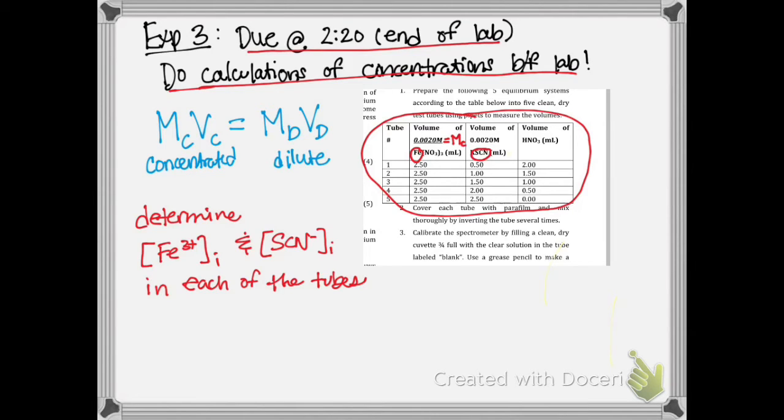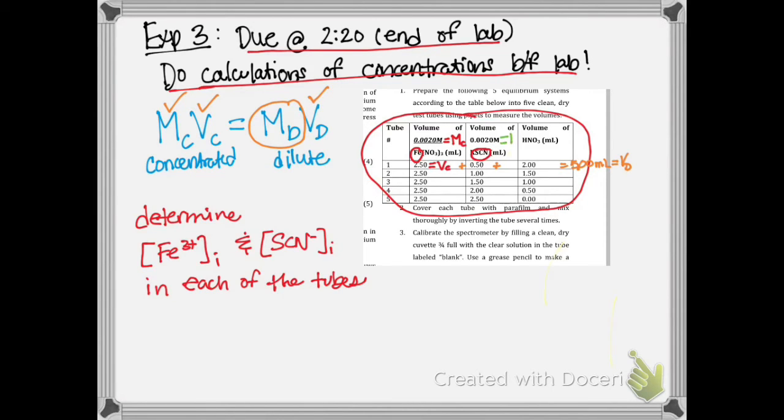So our concentrated concentration of the iron 3 is equal to 0.0020 molar, and for test tube 1, the concentrated volume is 2.50 mL. We can add the volumes of each of the solutions we use to make the solution, and we get 5 mL total, which is our diluted volume. So essentially, we have our concentration, MC, our VC, and our VD, and we solve for our diluted concentration for each of those 5 test tubes for iron. Same thing for our thiocyanate.